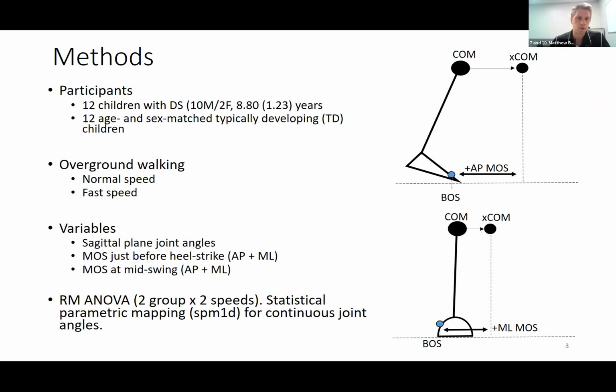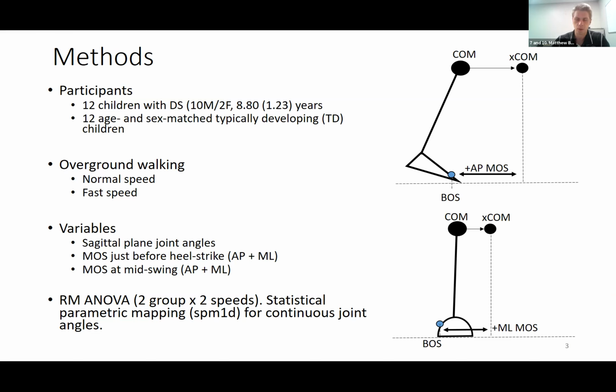So we compared 12 children with and without Down syndrome. They completed overground walking trials at two different conditions: normal speed, which was just a self-selected preferred walking speed, and then a fast walking speed, which was instructed as walking as fast as possible without running. The variables that we looked at here are sagittal plane joint angles of the ankle, knee, and hip, and then margin of stability at two different gait events, just before heel strike as well as at mid-swing. And we were looking at these in two different directions, the anterior-posterior and the medial-lateral direction.